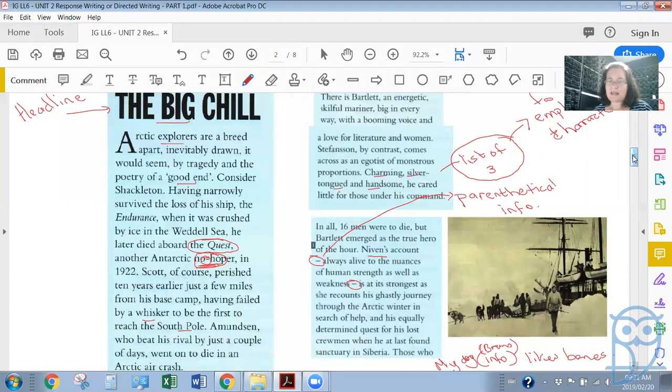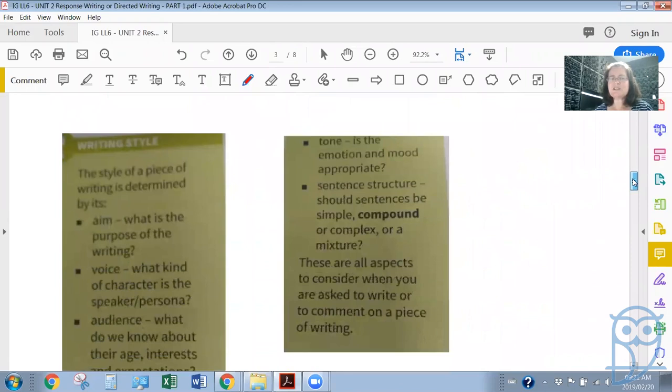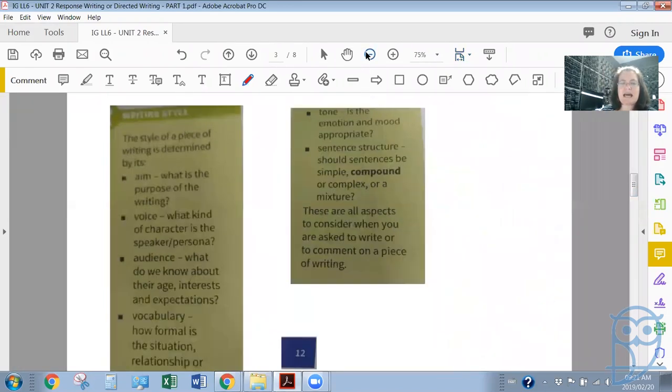So that is why it is worthwhile knowing the style and practicing past papers. All right, so we touched on this before, this next section, when we looked at language and style, but I just want to remind you, because the whole point of directed writing is that you must be very, very familiar with style. The style of a piece of writing is determined by its aim.